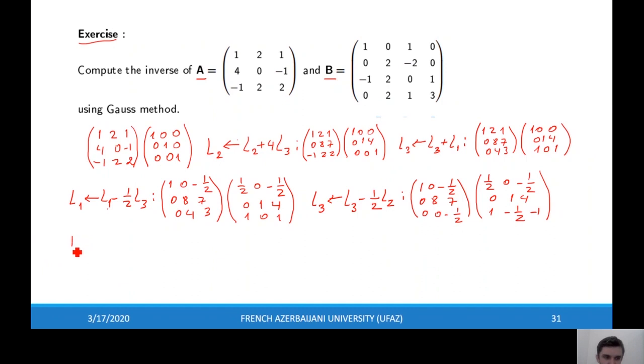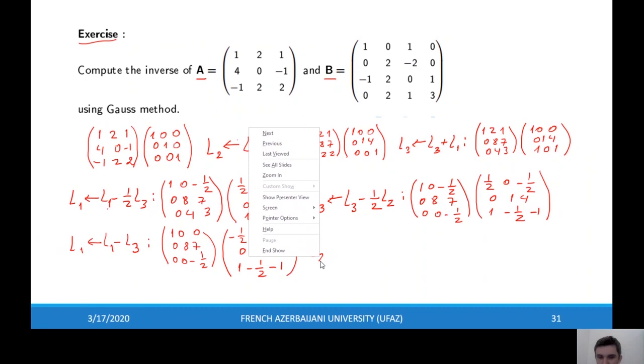Here, instead of the first line, we write the first line minus the third line. One, 0, 0, 0, 8, 7, 0, 0, minus 1 over 2, and minus 1 over 2, 1 over 2, 1 over 2, 0, 1, 4, and 1, minus 1 over 2, minus 1.